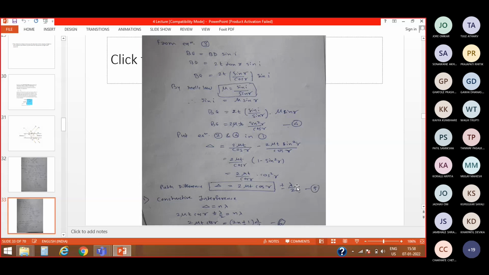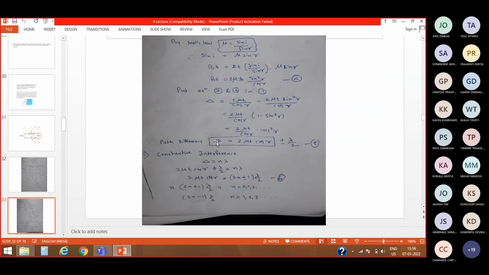In the exam, you will be asked to derive the equation of this path difference, and sometimes problems come on this equation. Sometimes they give you the path difference, or otherwise you need to find the thickness of the thin film. They give you the refractive index, so you need to find either the path difference or the thickness from this equation. So this is a very important equation. Most of the time questions come on this topic.